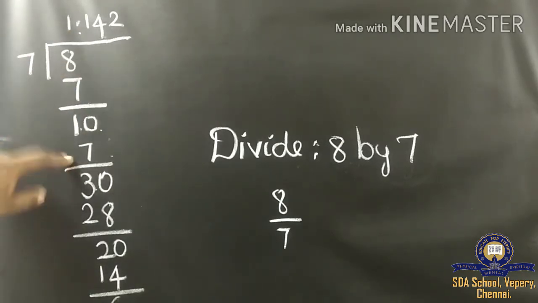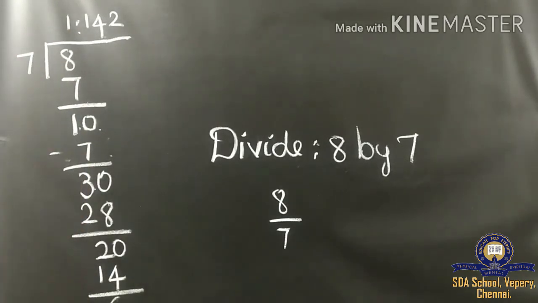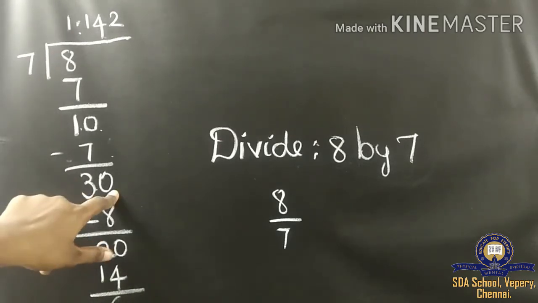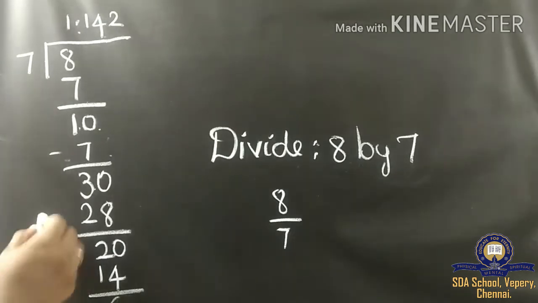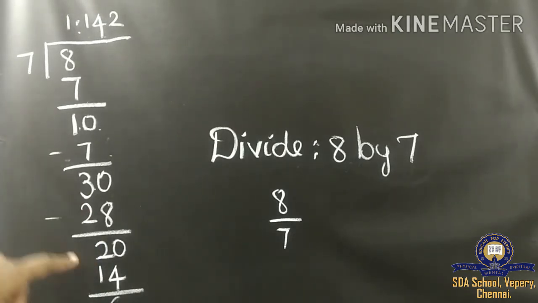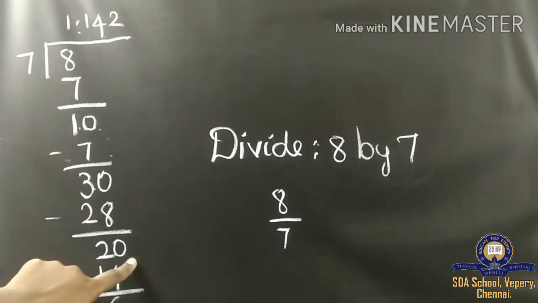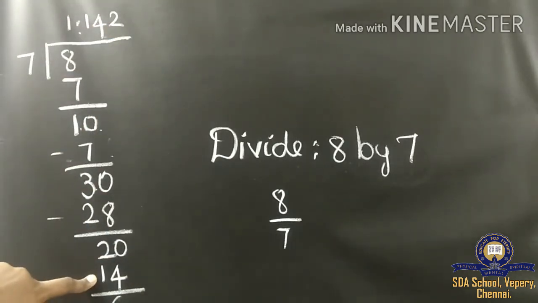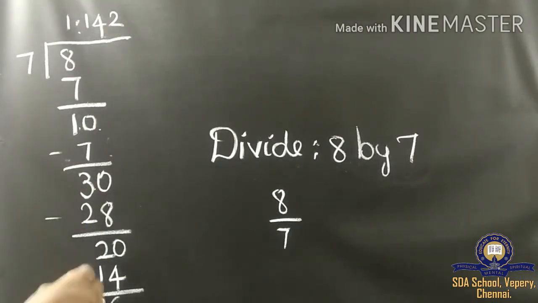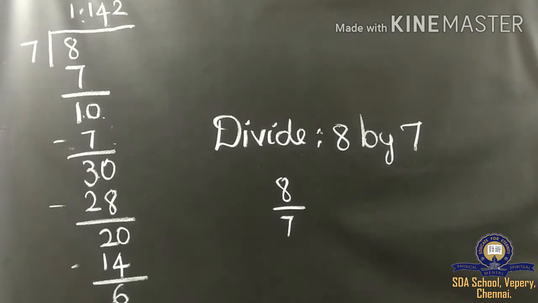7 ones are 7. If you subtract, your answer will be 3. And here you're going to add 0. 7 fours are 28. If you subtract 30 minus 28, your answer will be 2. And here you are going to add 0. 7 twos are 14. If you subtract 20 minus 14, your answer will be 6. It will go like this. It will never end.